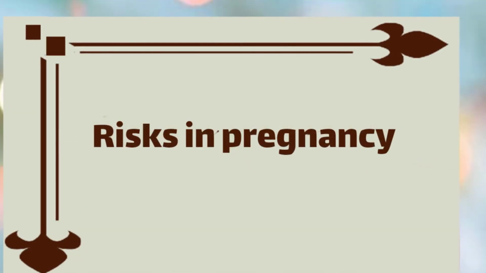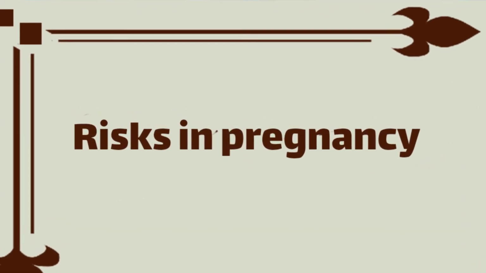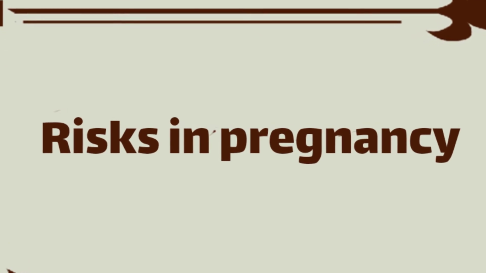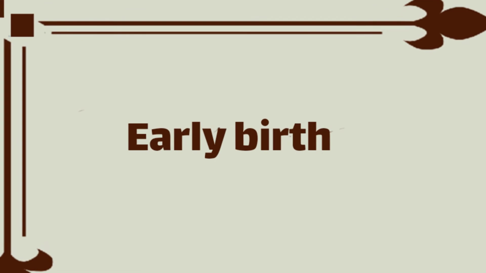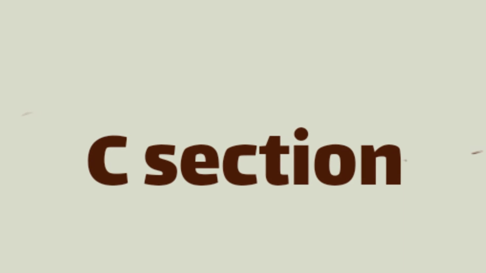Risks in pregnancy. There are some risks in pregnancy if you are a gestational diabetic patient. Early birth or stillbirth of your baby can be a side effect of gestational diabetes. Another effect is the C-section or cesarean delivery, which is most probably done in the case of gestational diabetes, because your body is not able to bear too much pain and there are more complications. So the doctor always advises you to undergo a C-section.